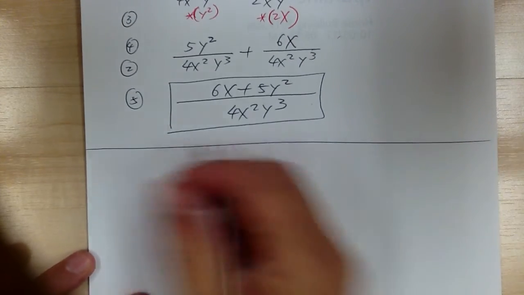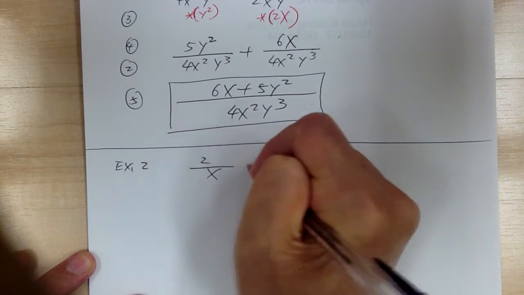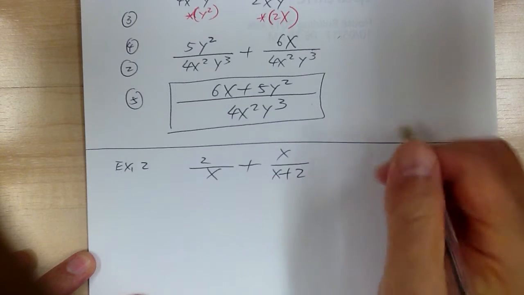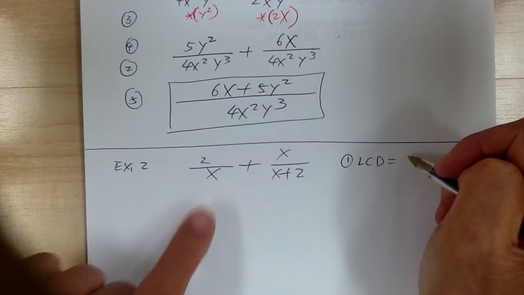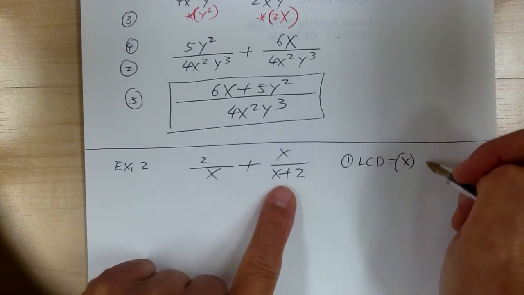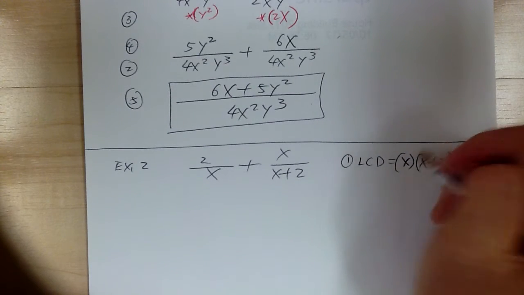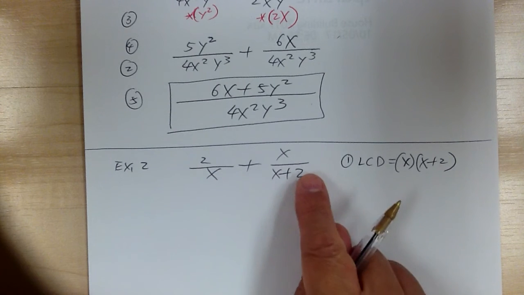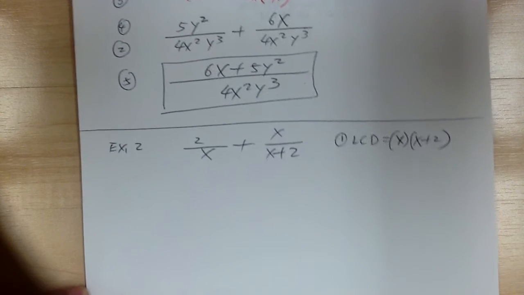Now let's go to example 2. You're adding 2 over x plus x over x plus 2. So step 1, get your LCD. Your LCD is going to be equal to the number, the alphabet, and the group. The number is 1, the alphabet is x, and the group is x plus 2. Remember, they are not the same. They are very different things. This is x, this is x plus 2. Just like apple and pineapple, they are totally different things. So don't get them confused.